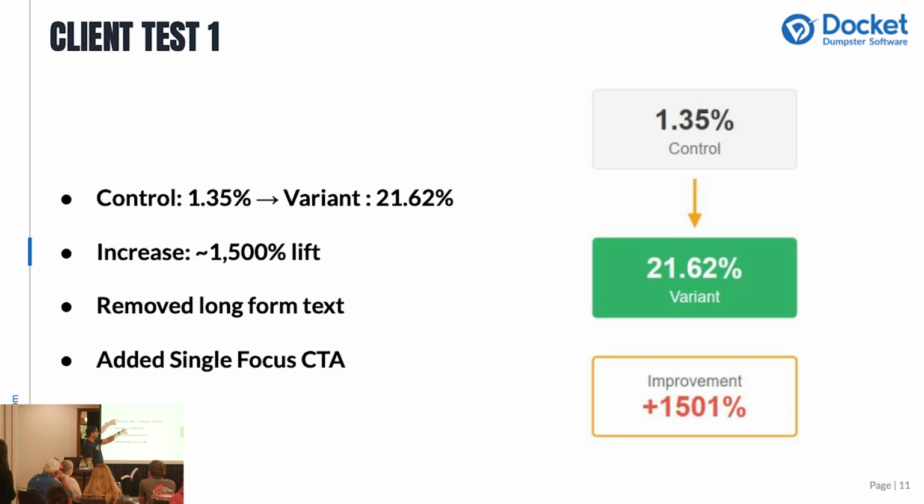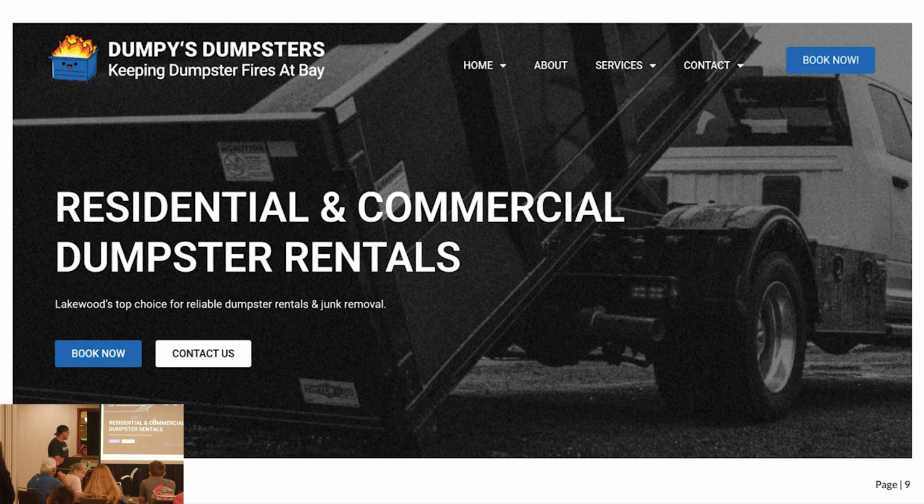So it went from a 1.3% click-through, so people clicking the Book Now, to a 21% click-through, which is a 1,500% increase. Simply by doing those things, by making it really clear and really simple what action you should be doing. So we removed all their long form text, and then we added the single focus call to action. And your call to action can be as simple as this right there where it says Book Now.